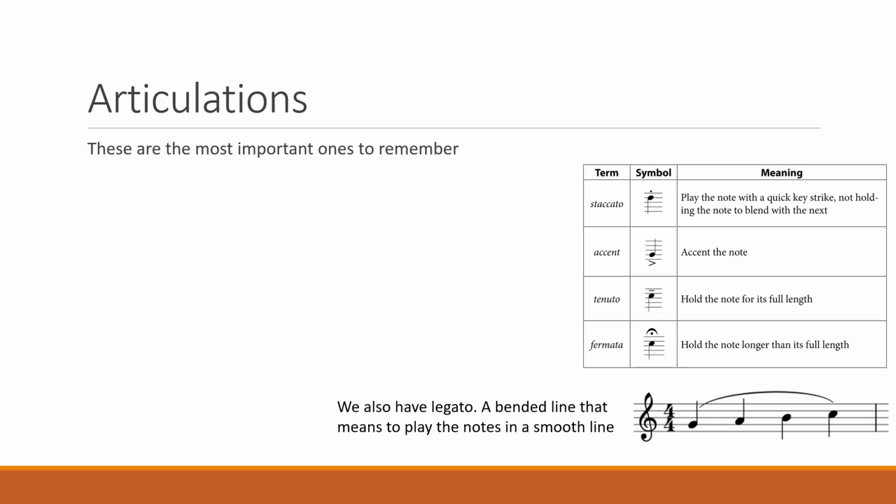Then we have accents, which is kind of an arrow-ish sign, above or below the note. A tenuto is a line, again always above or below a note, which is to hold the note for its full length. And then we have a fermata, which is to hold as long as you want, or the composer wants, or the conductor wants. And then we also have legato, which is a bended line. That means to play the notes together in a smooth line.